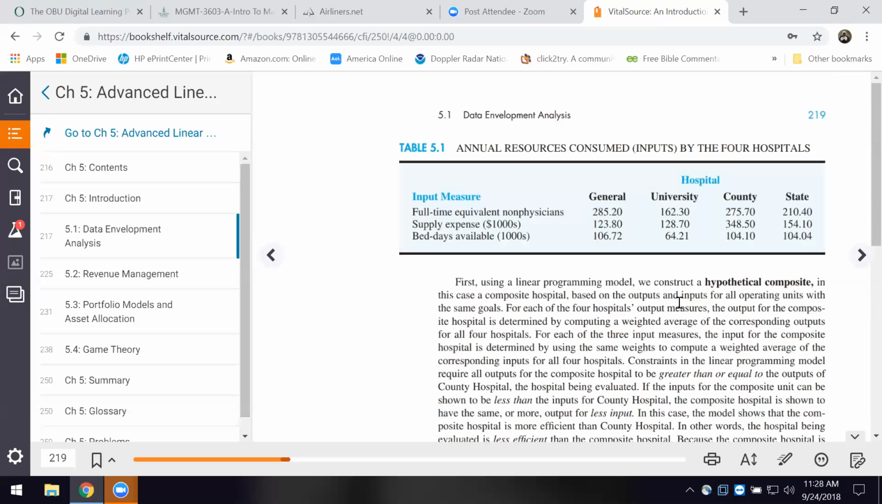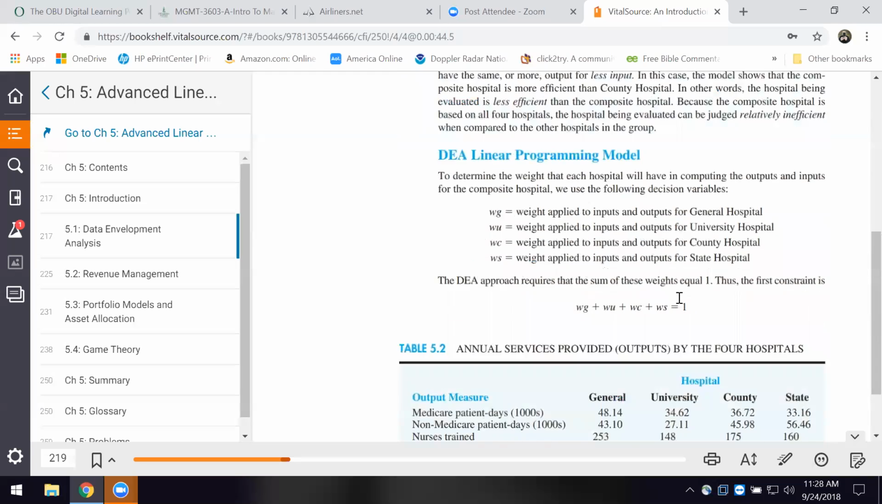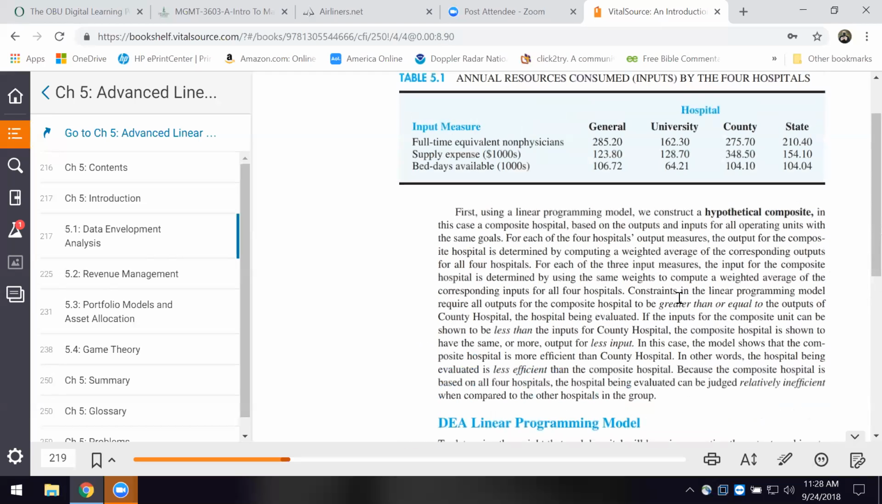Okay, as you can see there, they have some input measures, each of them like full-time equivalent non-physicians, supply expenses, and bed days available. How many days are those beds available? And the beds available implies that we churn people through.